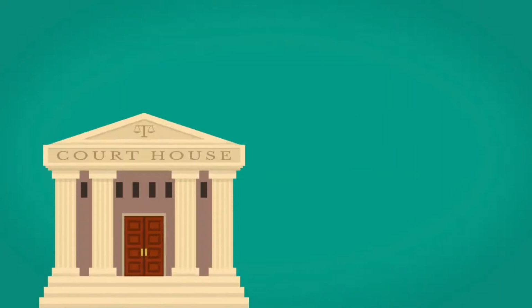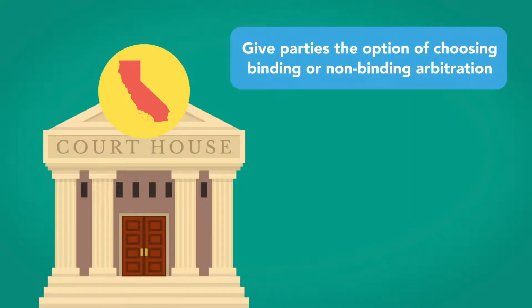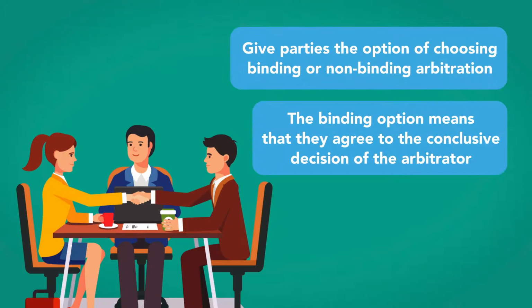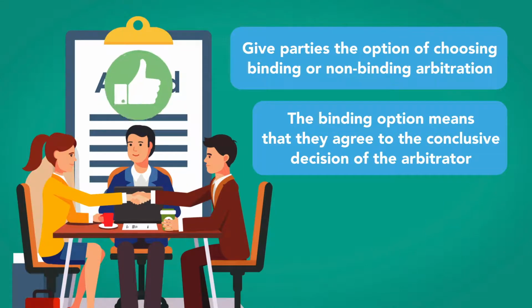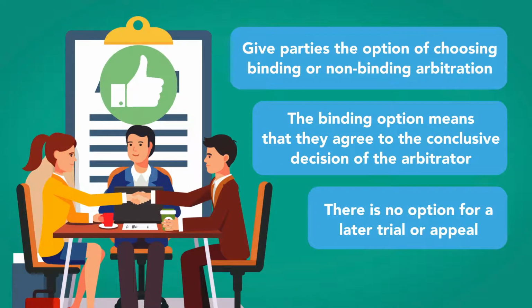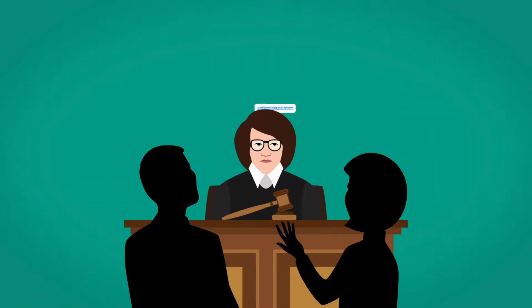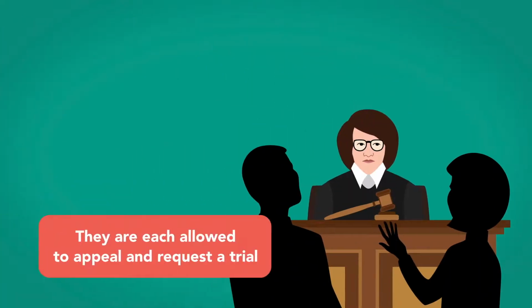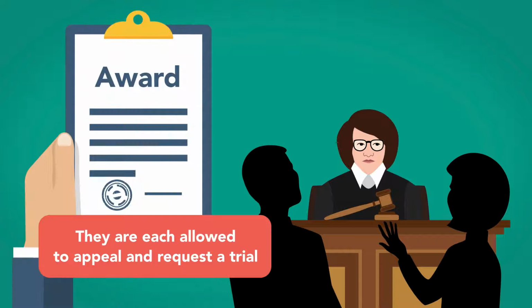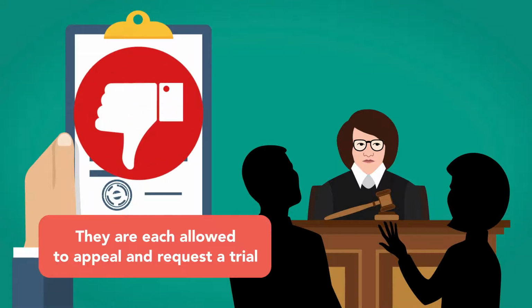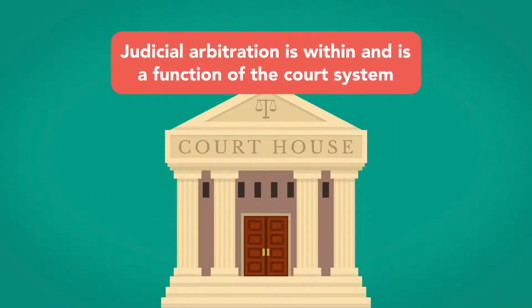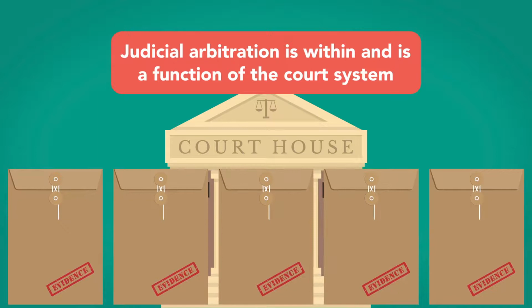The Superior Courts of California give parties the option of choosing binding or non-binding arbitration. The binding option means that they agree to the conclusive decision of the arbiter, and there is no option for a later trial or appeal. If the parties choose the non-binding option, they're each allowed to appeal and request a trial if they're dissatisfied with the decision of the arbiter. Judicial arbitration is within and is a function of the court system and is subject to the court's local rules of process, including the presentation of evidence.